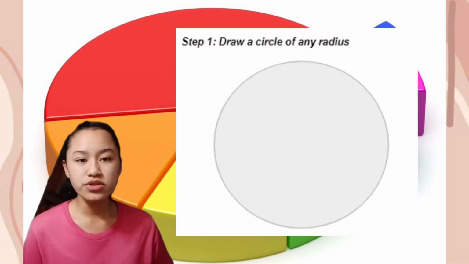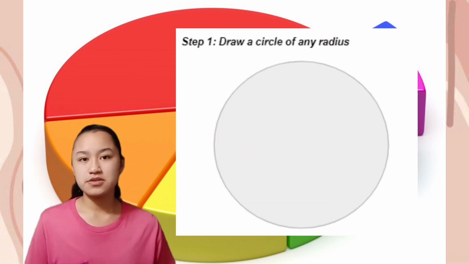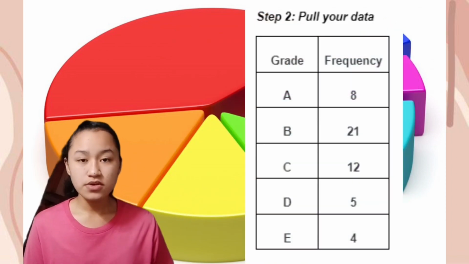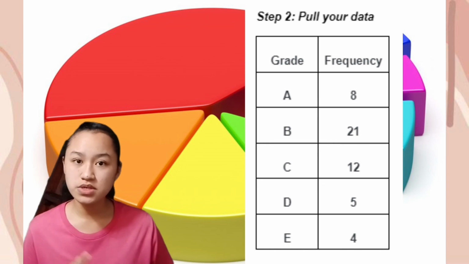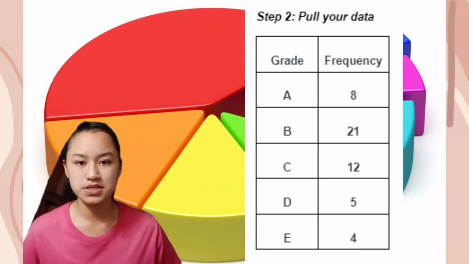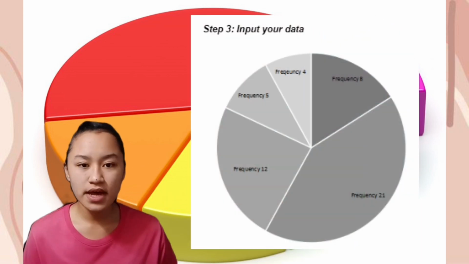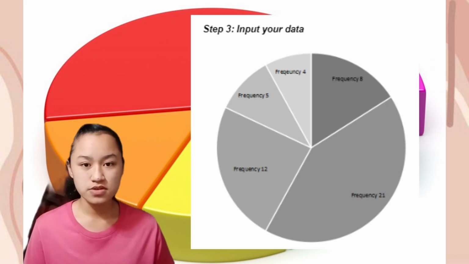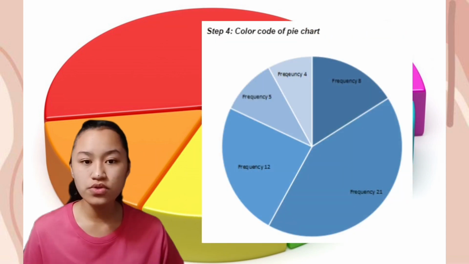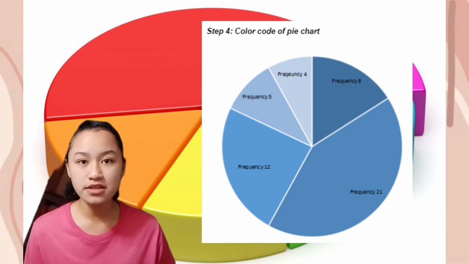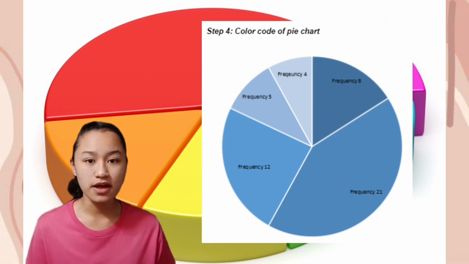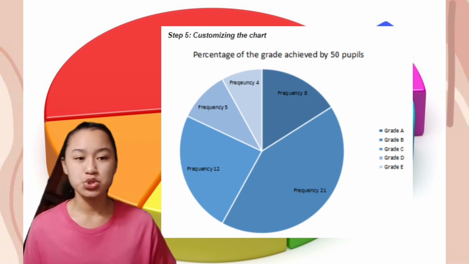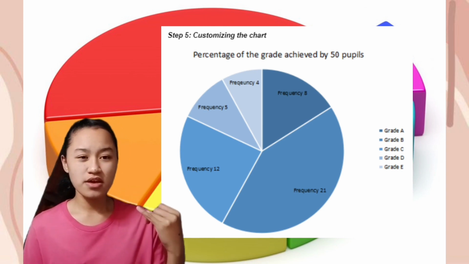Step 1. We need to draw a circle. It could be in any radius. Step 2. We need to pull or gather our data. Here, as you can see, we have grades A to E and their respective frequency. Step 3. We will now input our data inside the circle, our pie chart. Step 4. Color code our pie chart for easy understanding and distinguishing the data. Step 5. We will now then customize the pie chart, such as adding the legend as well as its title.